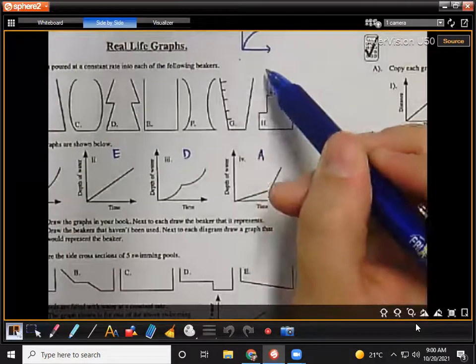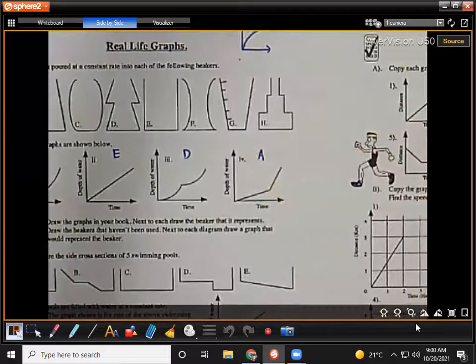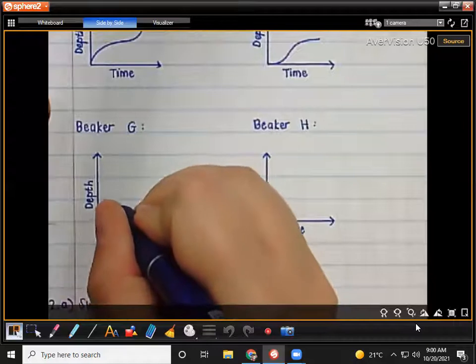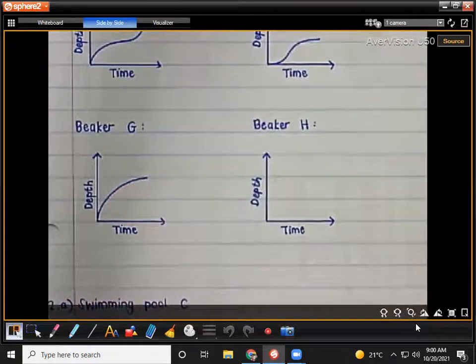Is it going to pick up again? No, because it just stays wide. All right, so that one is a bit easier. We start off fast and then we slow down like that.